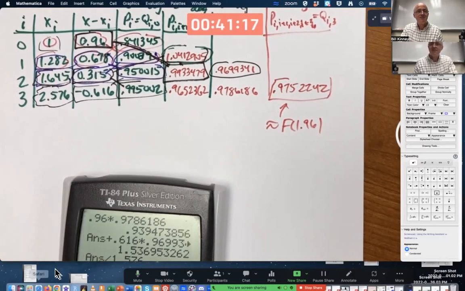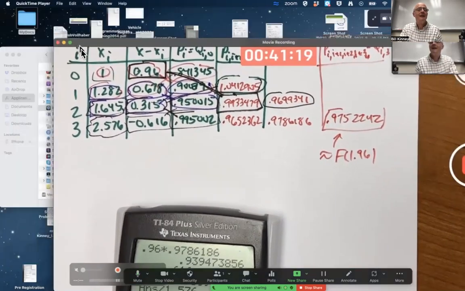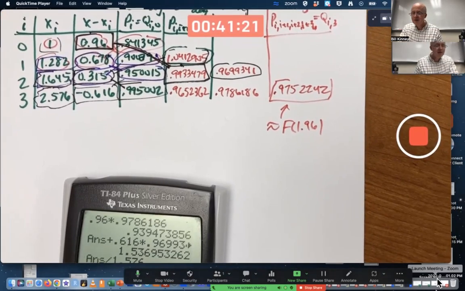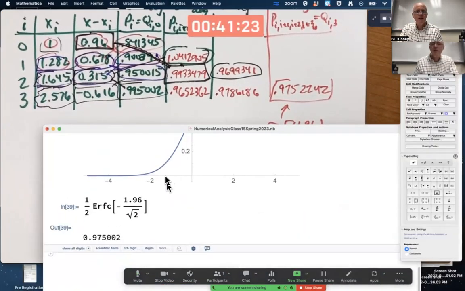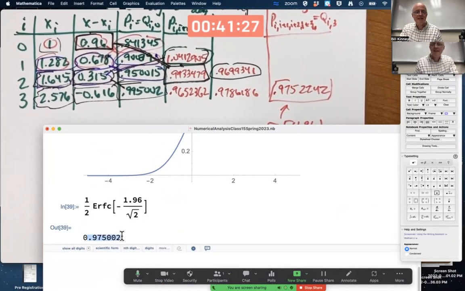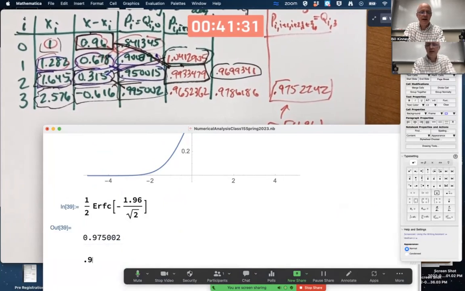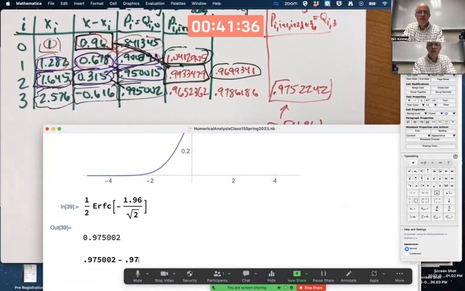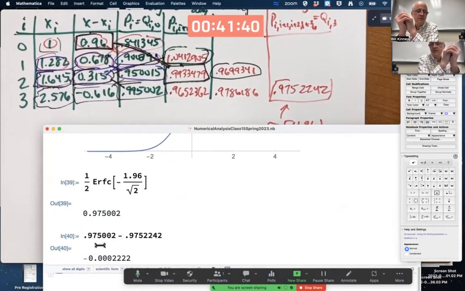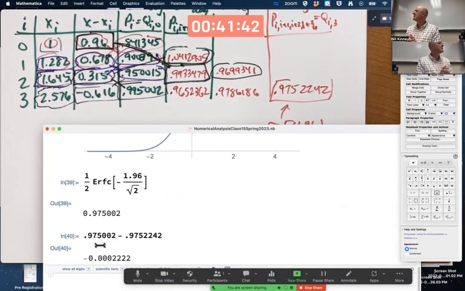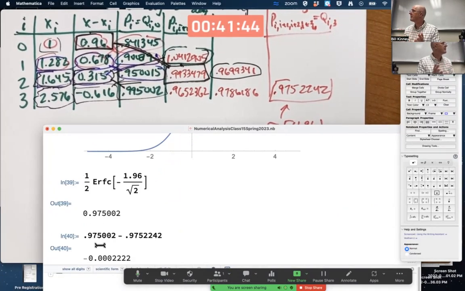That's a lot to do, isn't it? Check it again, compare it. It's in reality 0.975002. So what's the error? The error would be the actual value minus this approximation, a negative error close to negative 0.0002 with the third degree polynomial approximation.